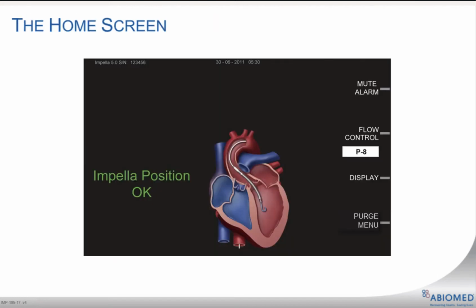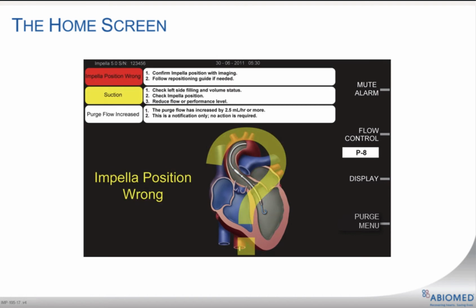The home screen displays a heart pictogram and, to the left of the heart, a positioning message. The heart image provides a visual representation of the current Impella catheter position. The controller evaluates the placement signal and motor current signal to determine the catheter position. The heart image may be overlaid with a yellow question mark when the controller cannot determine the catheter position, the position is wrong, or placement monitoring is suspended or disabled.